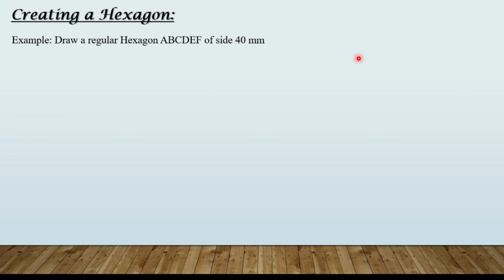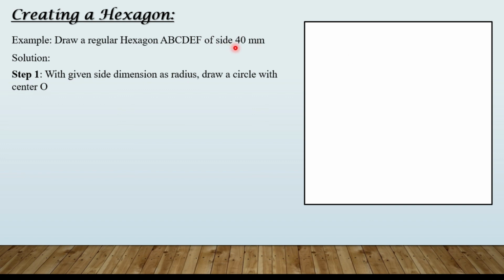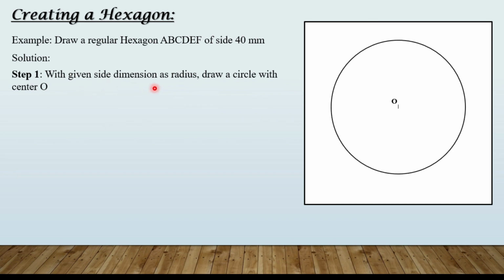Creating a hexagon by another method. Now here I am using a circle method. Okay, so this is the given dimension 40 mm. So I am taking 40 mm as radius, and with center O I have created a circle.